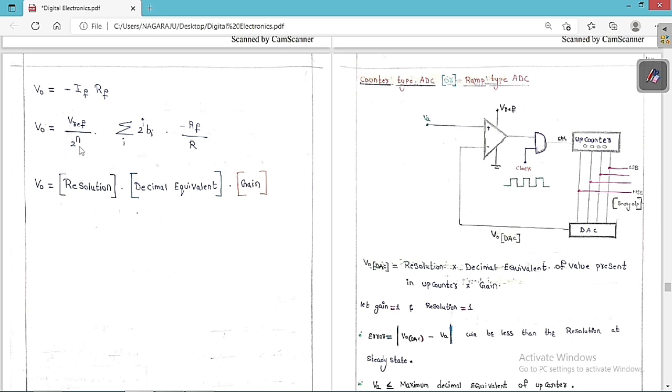So this is called the resolution, this is called the decimal equivalent of the binary input, and this is called the gain of an inverting amplifier. Therefore, V0 is equal to the product of the resolution, the decimal equivalent of the binary input, and the gain of the amplifier. It is an inverting amplifier, so the gain is minus Rf by R. This is a point that you always have to keep in mind.